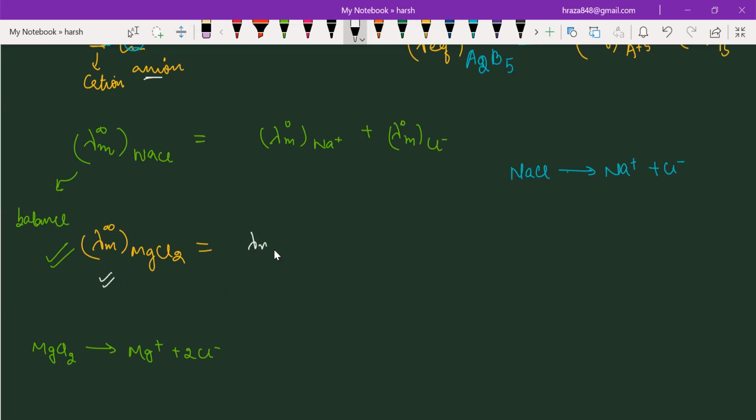Now see what happens. Lambda naught m of MgCl2 will dissociate, right? It will be lambda naught m of Mg plus 2, and then lambda naught m of Cl minus. But when we are going to talk about molar conductivity, balance it. If there is 2 mole of Cl minus, we just need to multiply it with 2. Are you getting my point? We do this only in equivalent conductivity, but we need to do it in molar conductivity. Is that clear? Yes, sir.